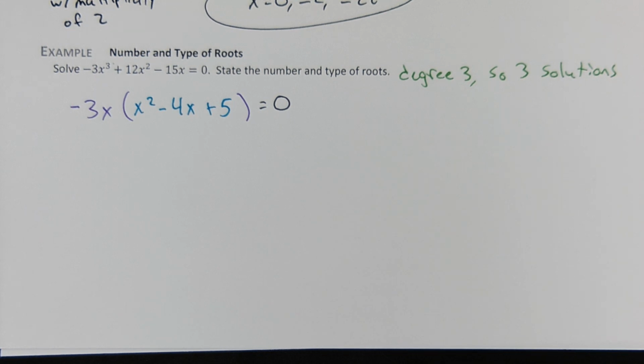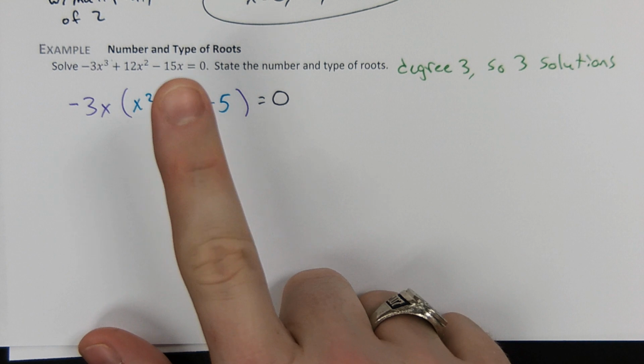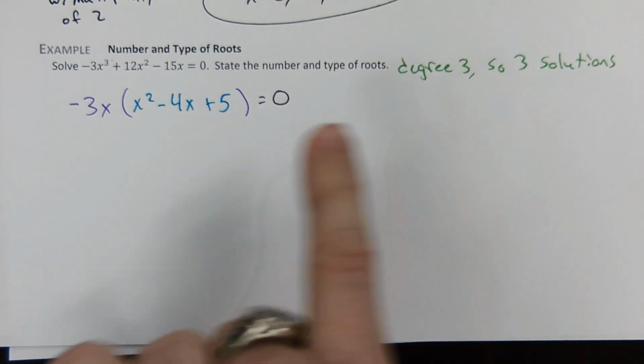Okay, we've already talked about it. We're going to have to use the quadratic formula because that is irreducible. It does not factor. The quadratic formula will give us 2 solutions. It's going to give us 2 of our 3. The third solution comes from right there.